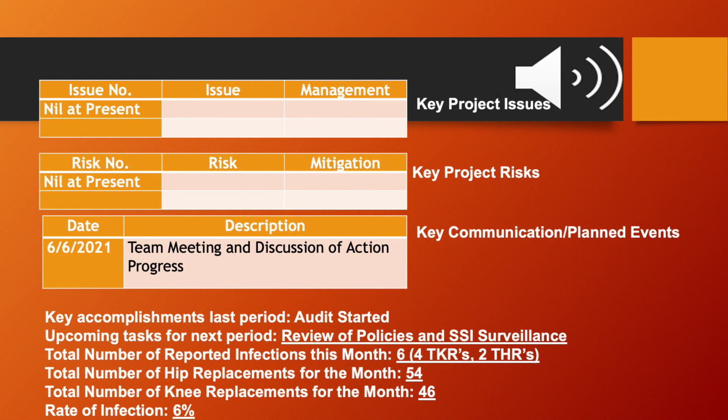This slide is just a continuation of the previous slide. It contains key project issues, key project risks, communication, and basically what we've accomplished for the last period, the tasks that we need to finish for the next period, the total number of knee and hip replacements for the month, the reported infections for the month, and the rate of infection.